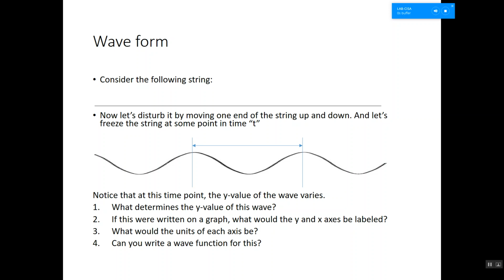So here I told you to consider the following string, right? This is just a string like this, and I'm saying I'm going to start moving it up and down, and then I'm going to freeze it in time by taking a picture. That's exactly what I was doing with Fred. And I said, look at this picture. What you see is a function. If I were to make this into a graph, what would this axis be? Would this axis be distance or time?